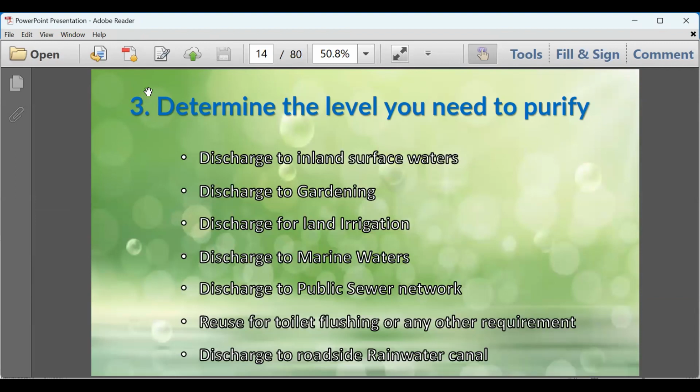If we come back again to the topic, after analyzing and understanding the wastewater quality, the level of purification should be determined. According to the regulations, it depends on where the treated water is discharged. As an example, if you are going to release treated wastewater to inland surface waters, it needs to be treated up to the recommended level and should be released to a flowing water body containing enough water for 1:8 dilution.